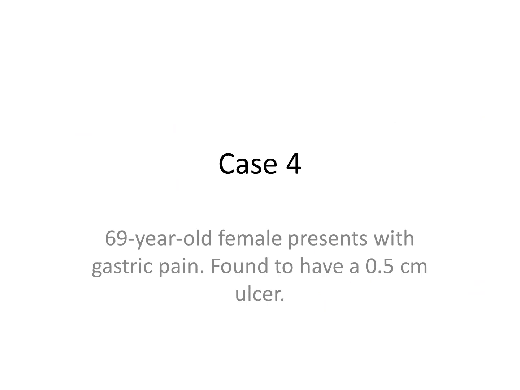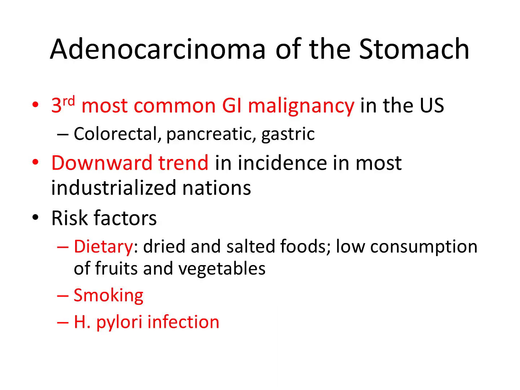Now, for case 4, the patient is a 69-year-old female that presents with gastric pain. She was found to have a small gastric ulcer. The diagnosis was adenocarcinoma. This is the third most common GI malignancy in the United States. That is, the top 3 GI malignancies are colorectal cancer, pancreatic cancer, and gastric cancer. Fortunately, there has been a downward trend in the incidence of gastric cancer in most industrialized nations.